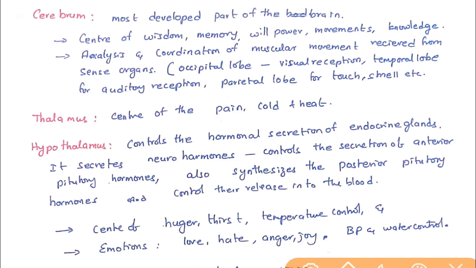If we come to the hypothalamus, the hypothalamus controls the hormonal secretion of endocrine glands. It secretes neurohormones. By that, it controls the secretion of anterior pituitary hormones, also synthesizes the posterior pituitary hormones, and controls their release into the blood.